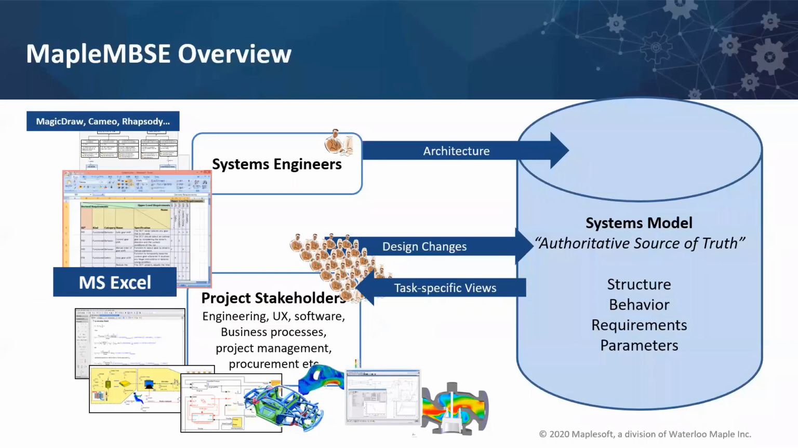MapleMBSE uses a Microsoft Excel frontend, so we give the users a very familiar interface. The difference here is that it's not an Excel sheet that is exported from the model, so it's not a sheet that is detached from the model. The engineers will be using Excel to connect to the system model and access the information. This information is displayed as tables in Excel, and the changes that these engineers want to make or review, they make directly on the Excel tables. MapleMBSE will transform these changes into system elements in the respective modeling language.